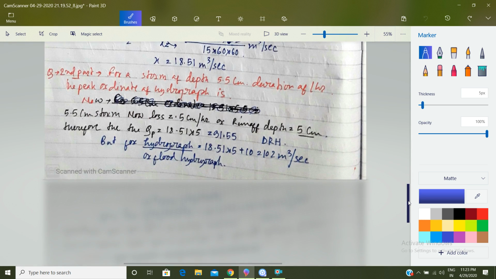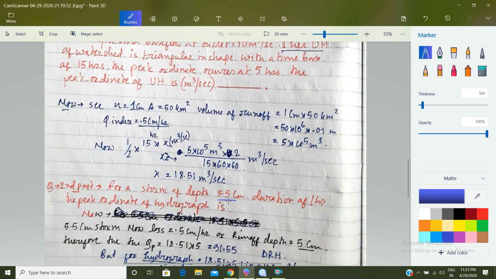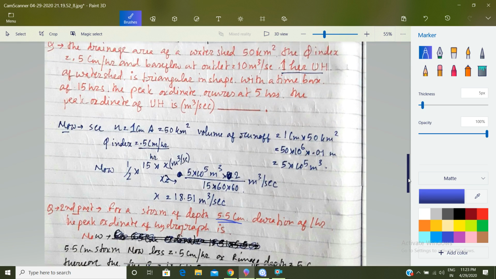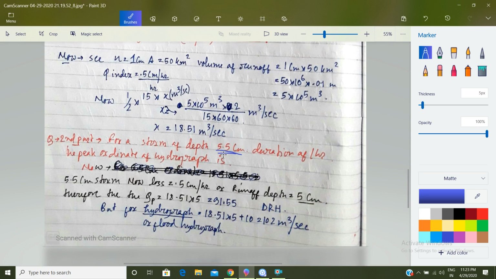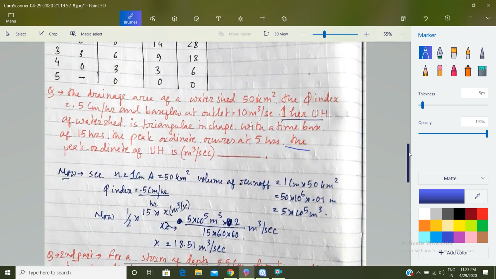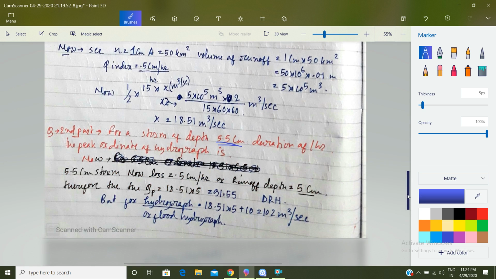Now see, for the storm of depth 5.5 centimeter and duration of 1 hour, what will be the peak ordinate of the hydrograph? Now the storm has a depth of 5.5 centimeter, so this does not become a unit hydrograph. At first it was stated that we need the peak ordinate of the unit hydrograph. Now the depth of precipitation becomes 5.5 centimeter. We are given the infiltration as 0.5 centimeter per hour. So 0.5 centimeter is the infiltration and 5.5 centimeter is the depth of precipitation.